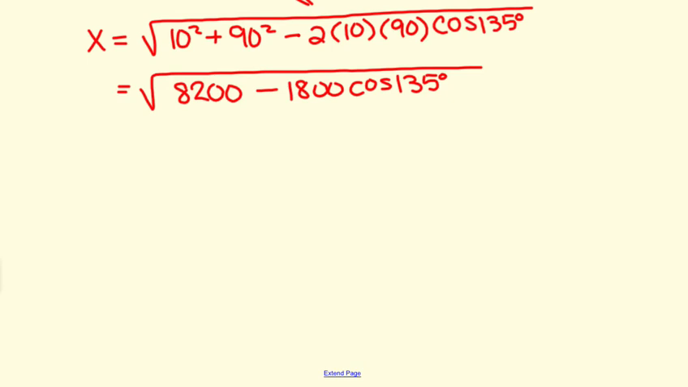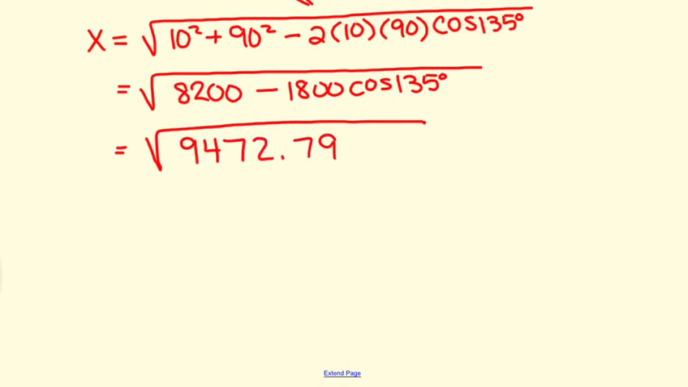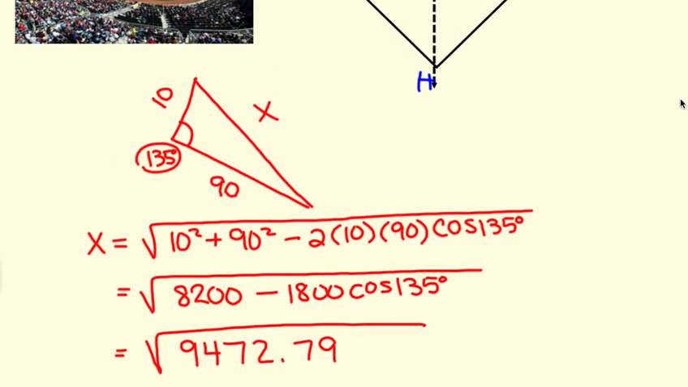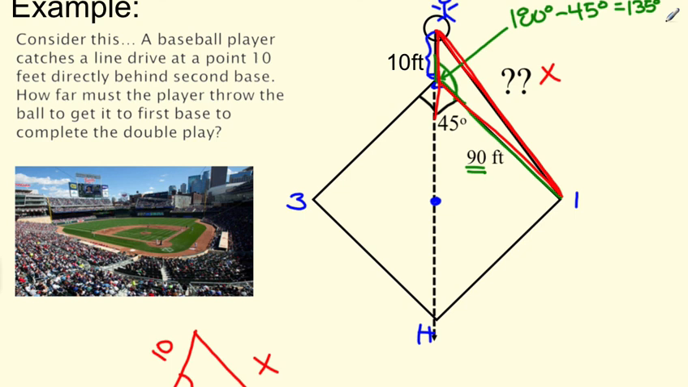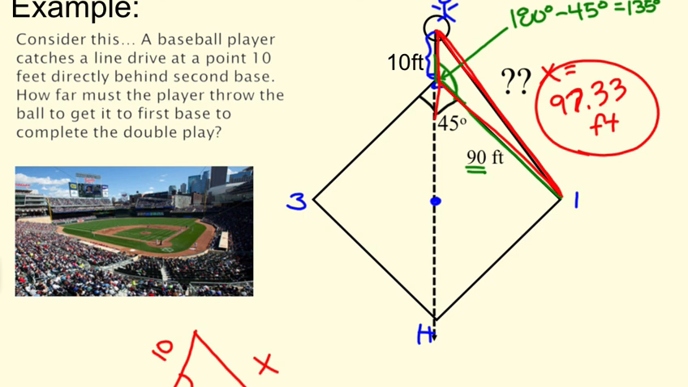Finish off that parentheses. Make sure your calculator gives the same value as mine, 9,472.79. Now we need to take the square root of that answer, and we get 97.33. All right, so let's head back up to our problem. Our units are in feet, so 97.33 feet is your answer from the baseball player to first base.